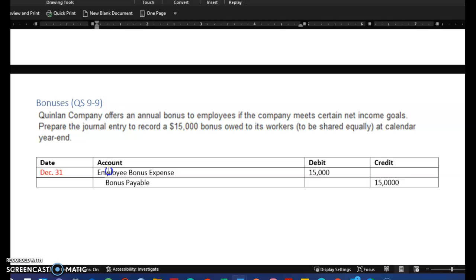The decision was made for last year's work. So to properly follow the matching of revenue and expenses, the expense needs to be included in last year's work because it was a bonus paid for last year's work. So debit employee bonus expense, credit bonus payable, December 31st. And again, bonus payable is a short-term liability.